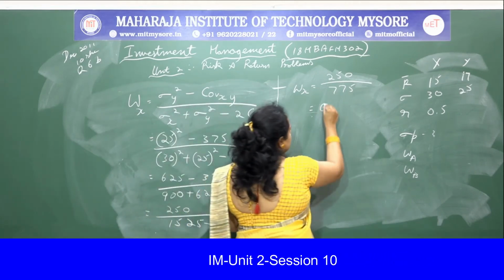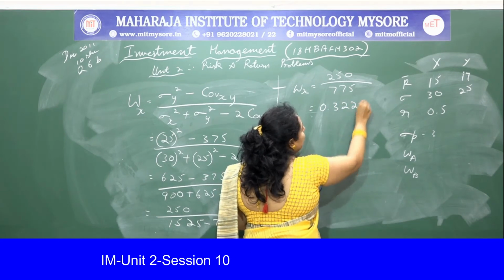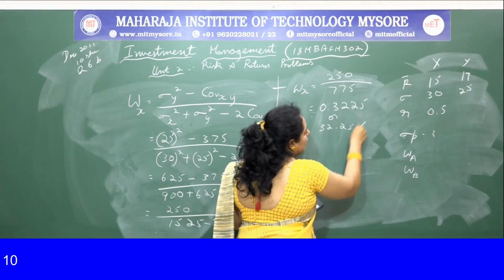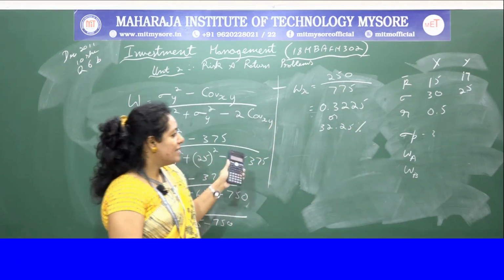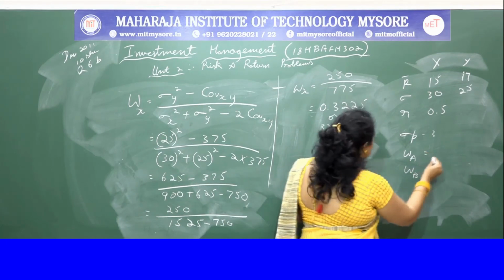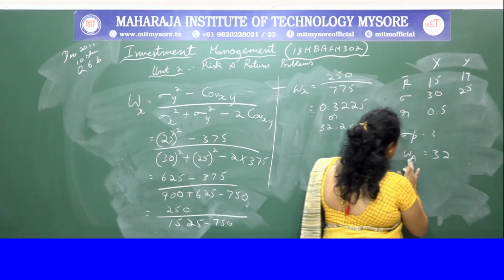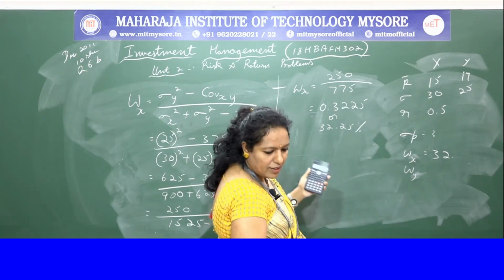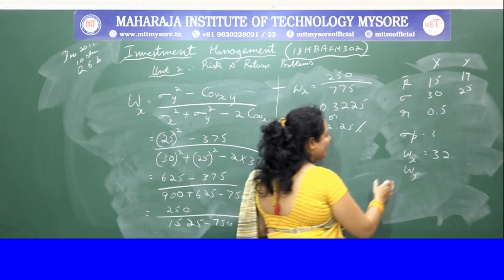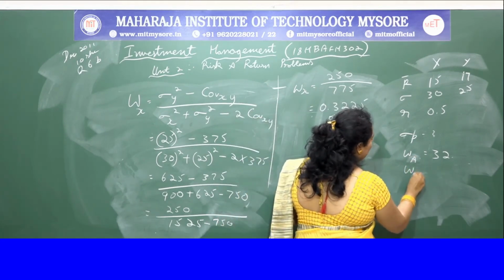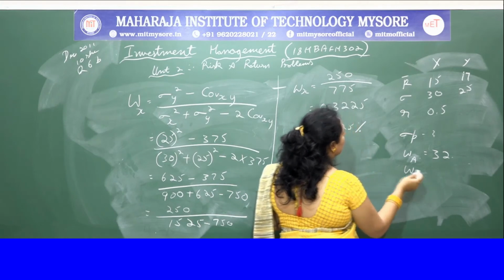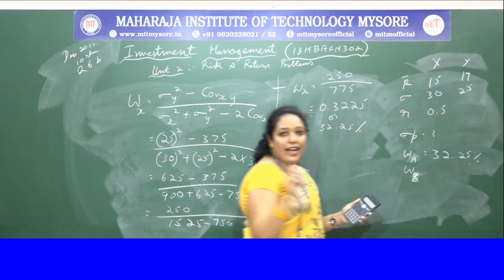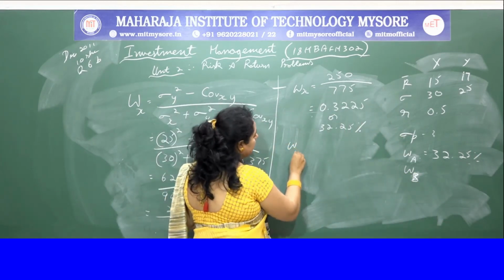Okay. So I get 0.3225 or 32.25%. This is the weight of x. Here it is A and B, no? I've changed everything. Okay. So A and B, 32.25%. And next is weight Y.